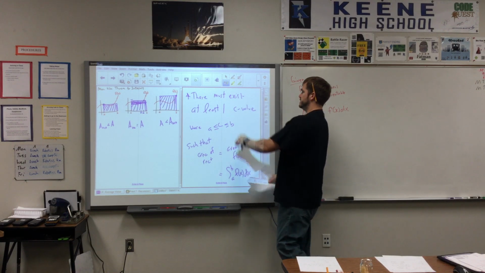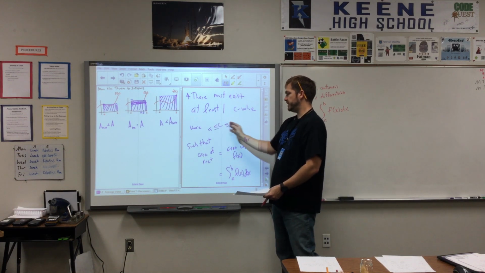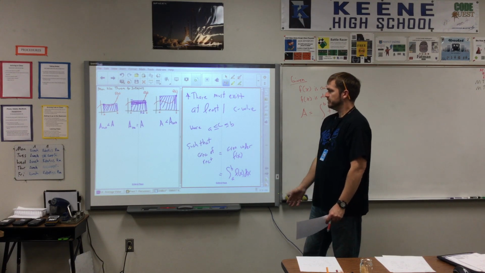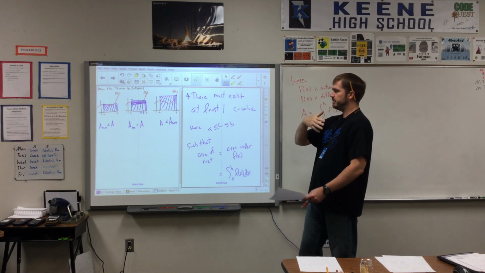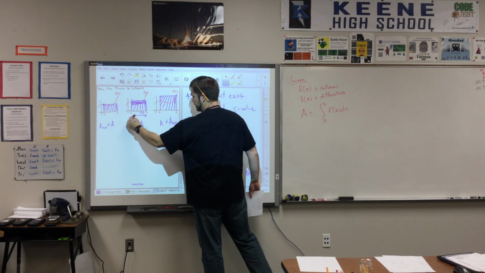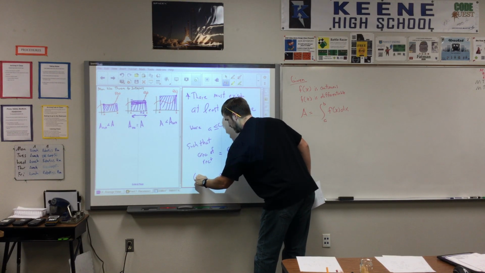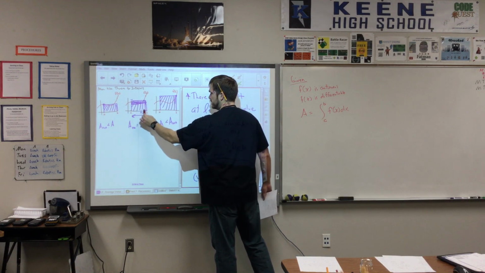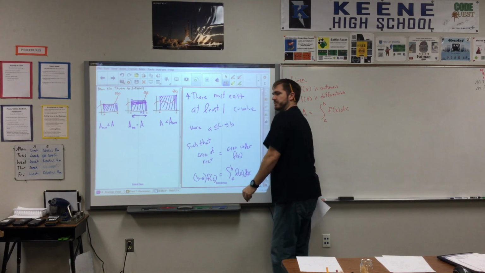This says there must exist at least one c value where c is between a and b such that the area of the rectangle equals the area under f of x. What's the formula for the area of a rectangle? Base times height. Length times width, base times height. You're all true. So the base, so to speak, is going to be the difference between b and a. So b minus a. The height is going to be f of c.